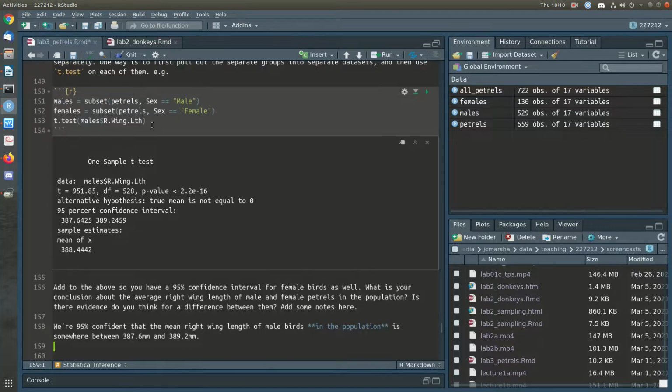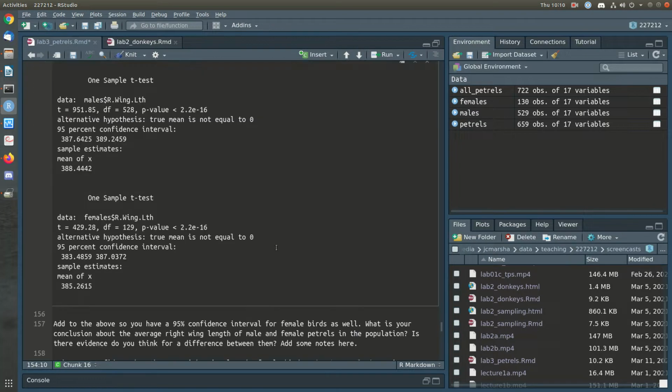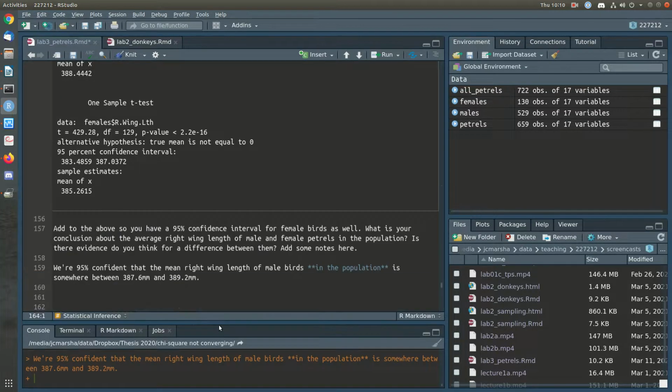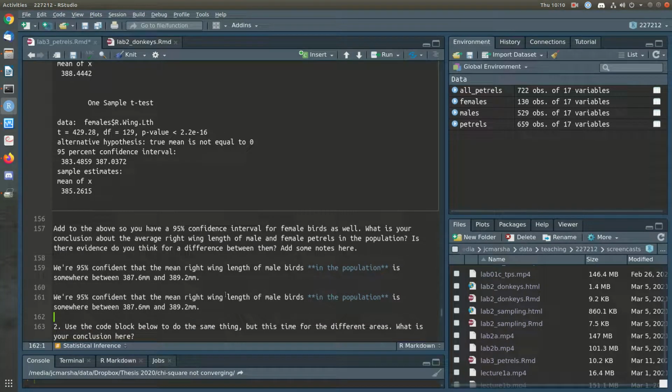Now we want to do the same thing for females, so let's just copy and paste that line and do the same thing. And we'll run them both. So there's the female one there. Okay, so we could do the same thing. So we're 95% confident that the mean right wing length for female birds in the population is somewhere between 383.5 millimeters and 387.0.